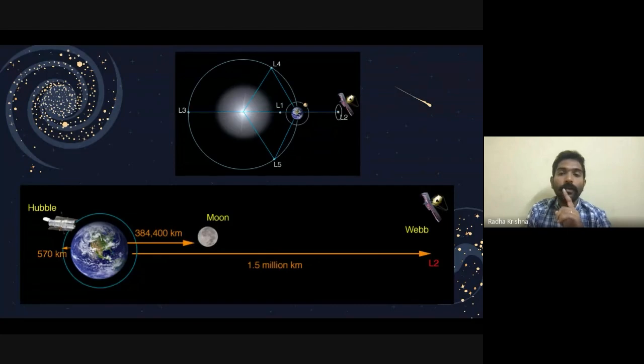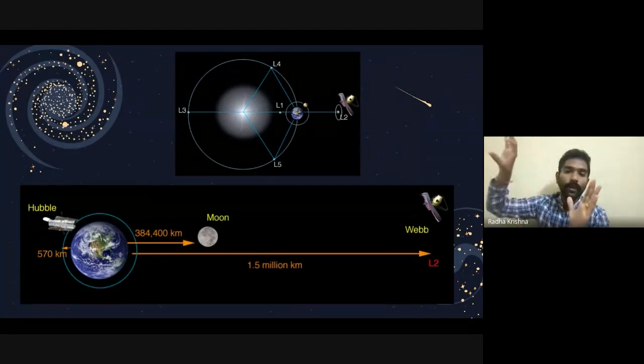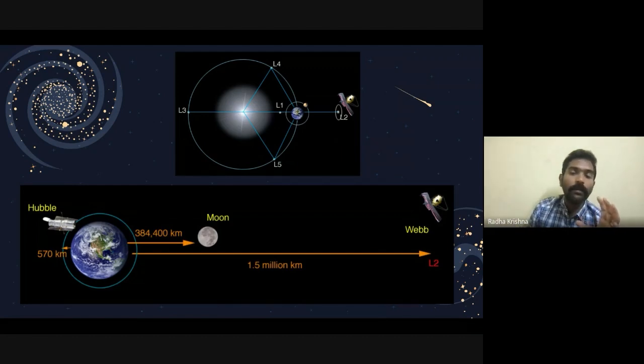So for example, you can see in the first image that there are solar panels, and the telescope is looking away, right? So if you place the satellites in certain points, the heat from Earth and the sun never reaches its mirrors, right? So that is an interesting engineering that is done in James Webb.